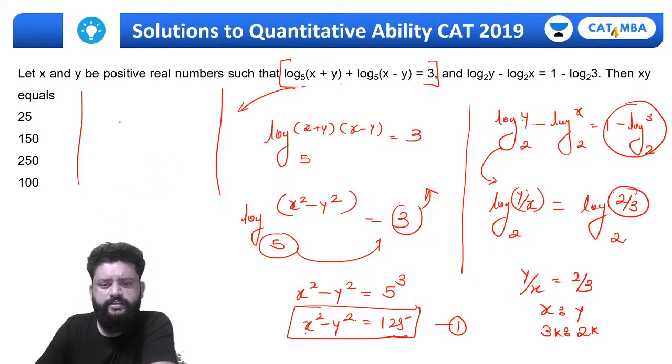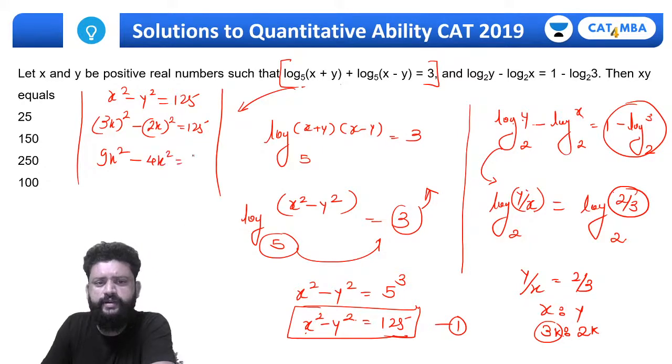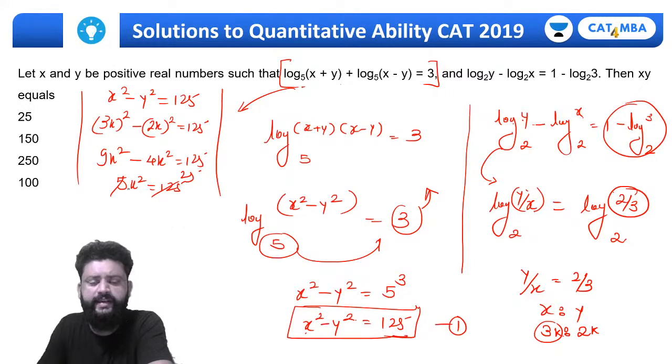Equations we are solving, that's it. तो x स्क्वायर माइनस वाई स्क्वायर इज 125, दैट वी नो. x को मैं लेता हूँ 3k होल स्क्वायर माइनस 2k स्क्वायर equals 125. 9k square minus 4k square, 5k square is 125. That simply means k square is 25, k is 5.